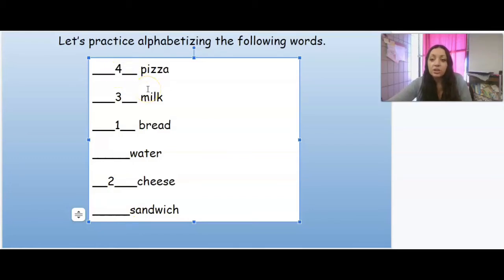P, Q, R, S. Very good. Oh, this word we're going to have to break apart. Sand, wich. Sandwich. Very good. So I'm going to put that 5. And then 6 would be water, water, and that's one of our sight words. So let's go ahead and read those in order again. I have bread, cheese, milk, pizza, sandwich, and water.